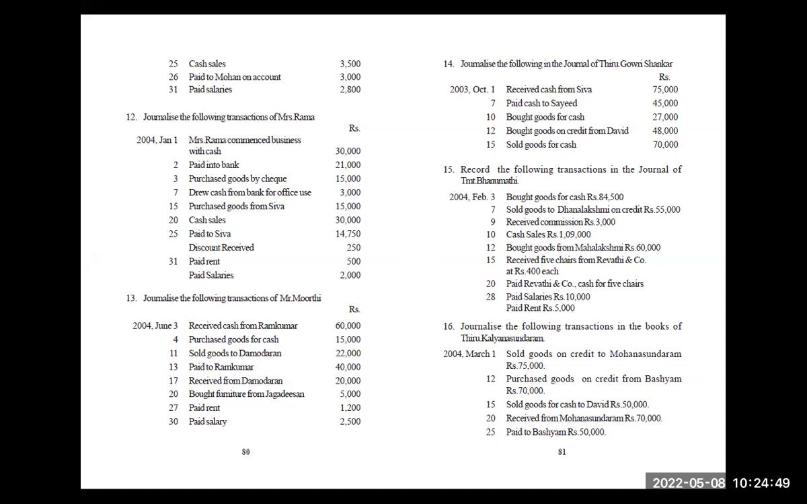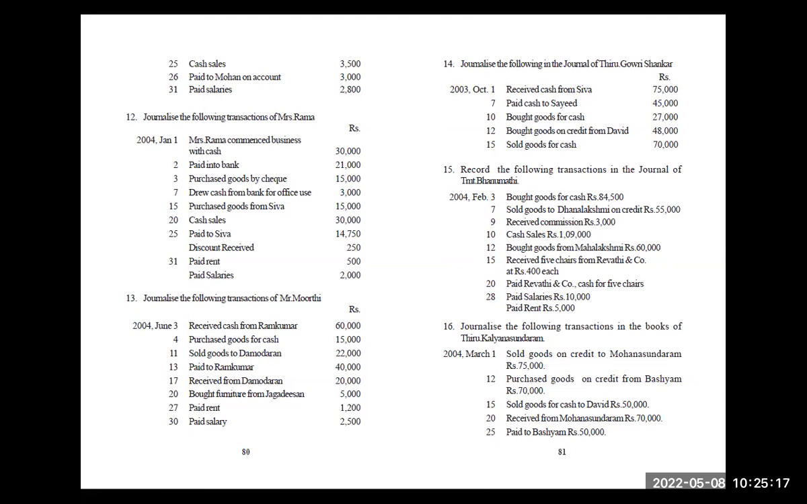Suppose the transaction is like this: sold goods for credit to David, rupees 50,000. What will be the entry? Debit account debited to cash. Debit account debit to Sales account. Okay. Now it is cash account debited to sales account.